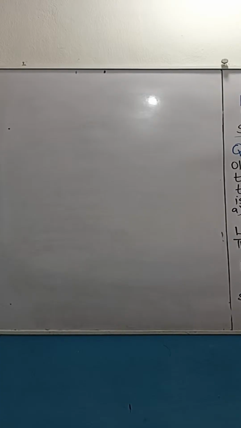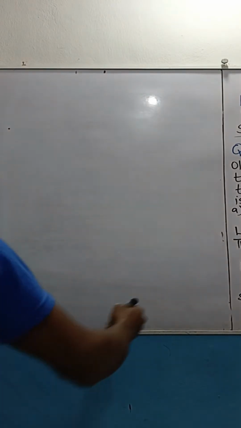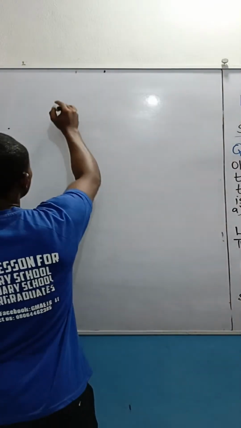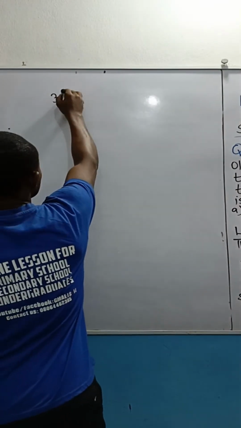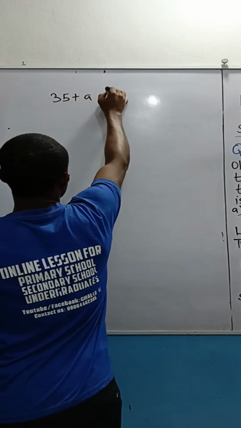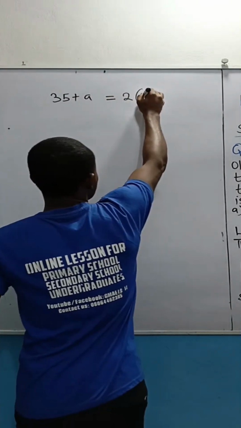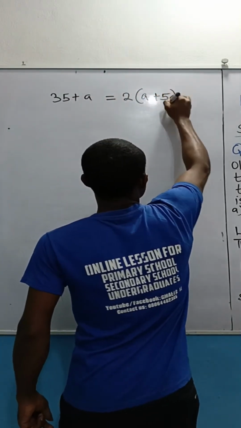Good. Remember, from the right-hand side, we got 35 plus A equal to 2 bracket A plus 5.